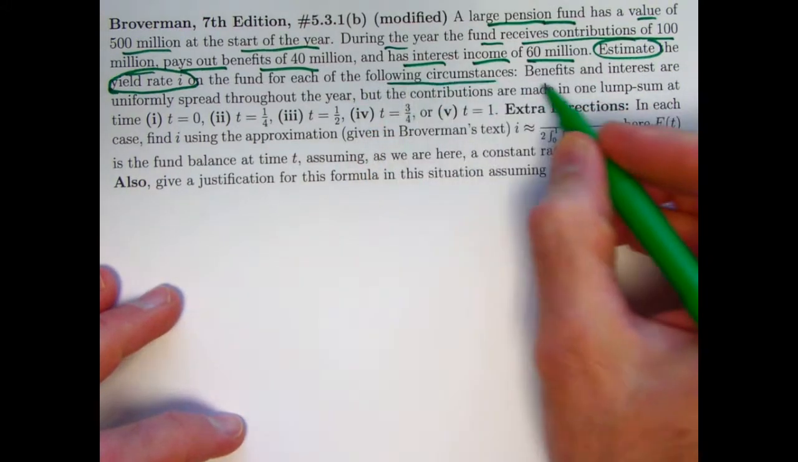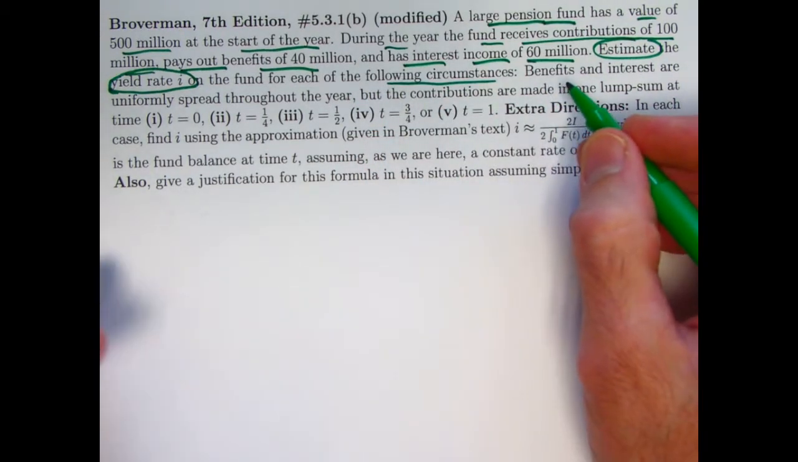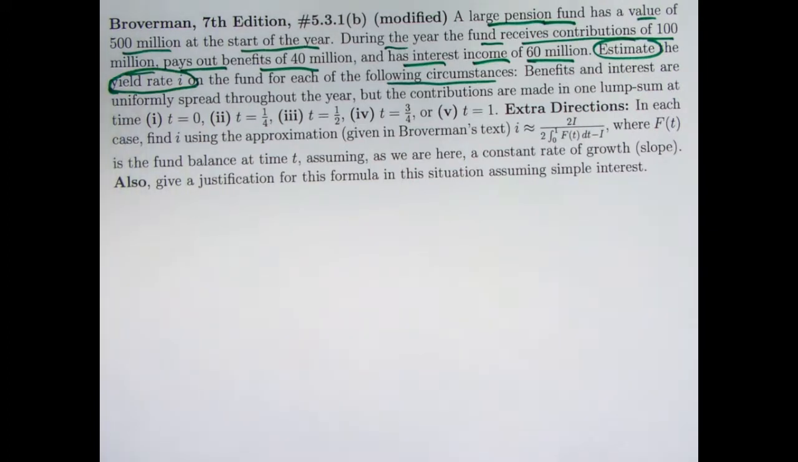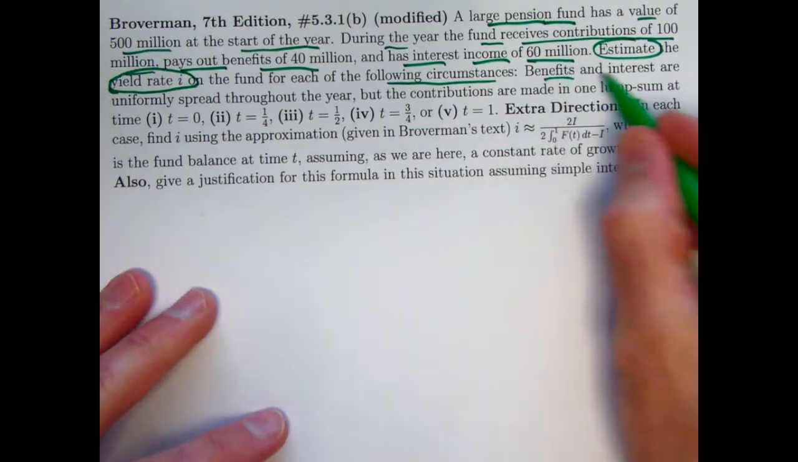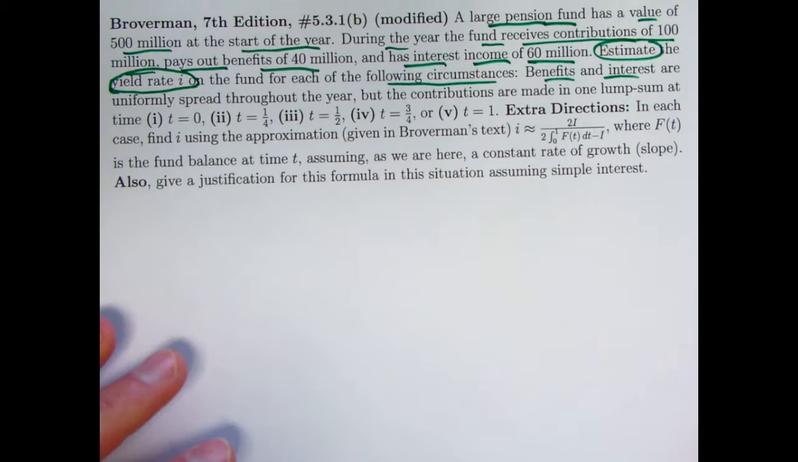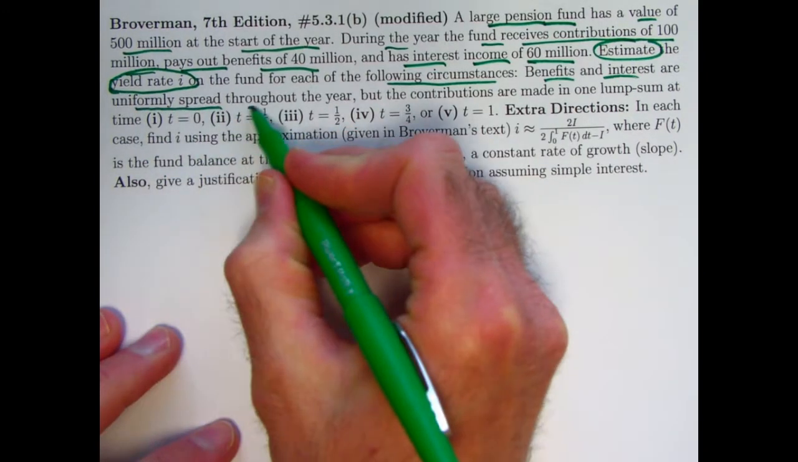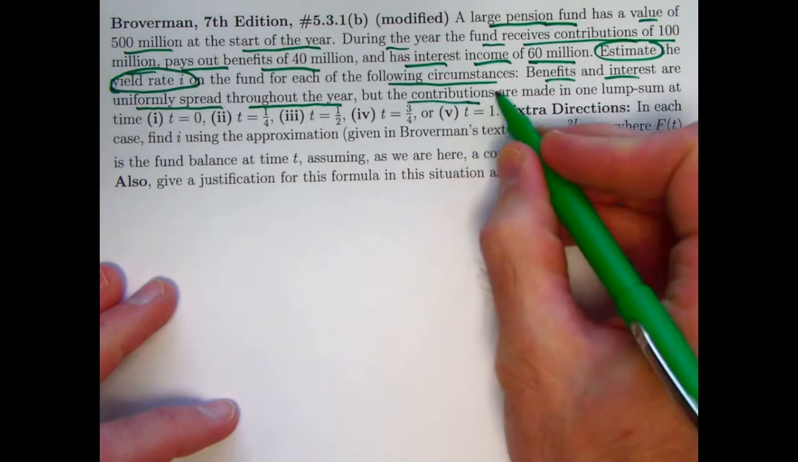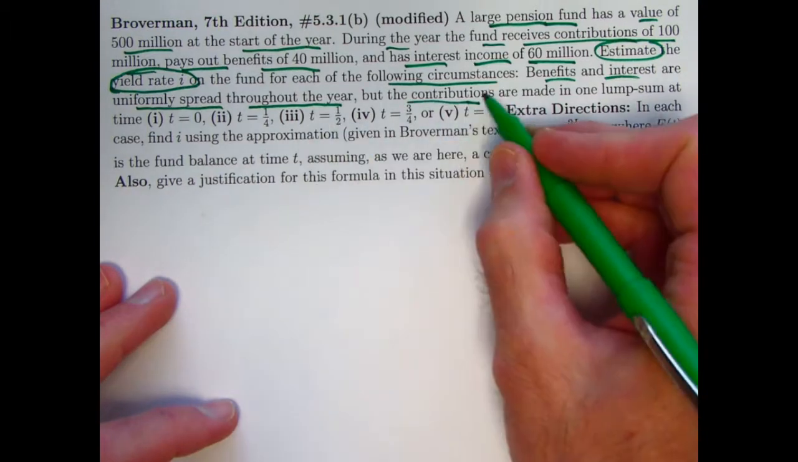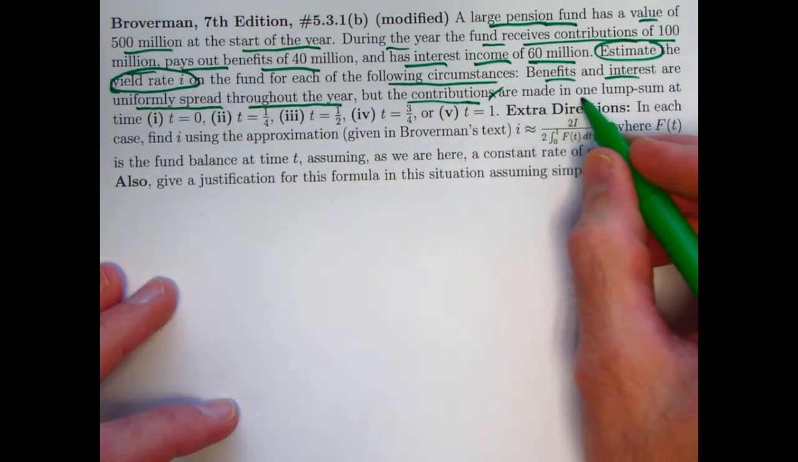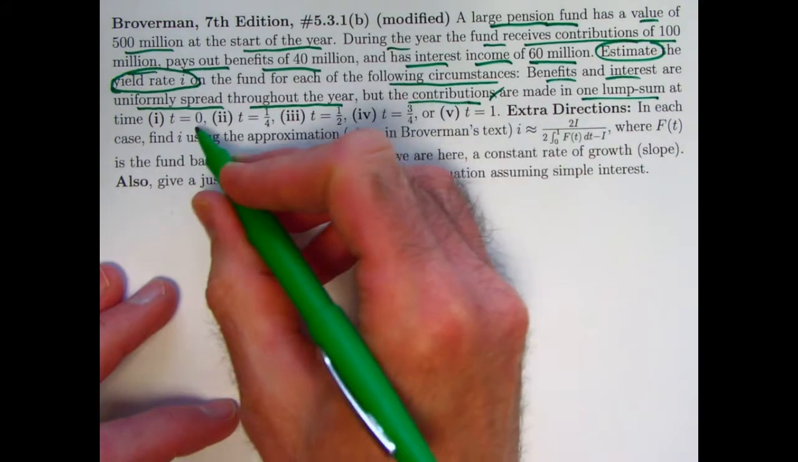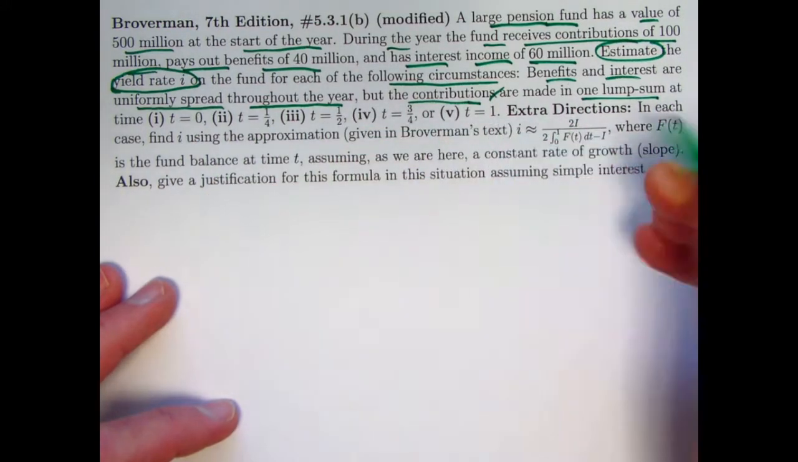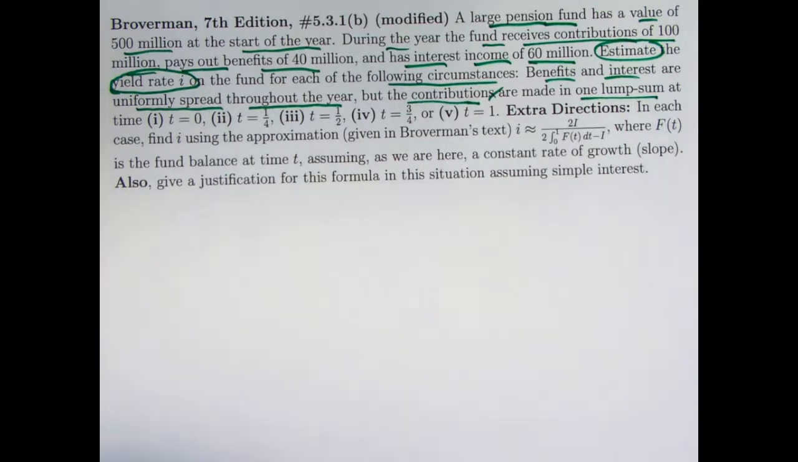In the following circumstances, the benefits and interest, benefits meaning money coming out of the account to the retirees, interest meaning the money is growing in the account, are uniformly spread throughout the year. And again, that may not be realistic, especially over a long time period, but maybe over a short time period, it's not too bad. But the contributions, and in fact, it's only going to be one contribution in each of these situations, is made in one lump sum at different times: 0, 1/4, 1/2, 3/4, 1. So there are going to be 5 answers to this question.